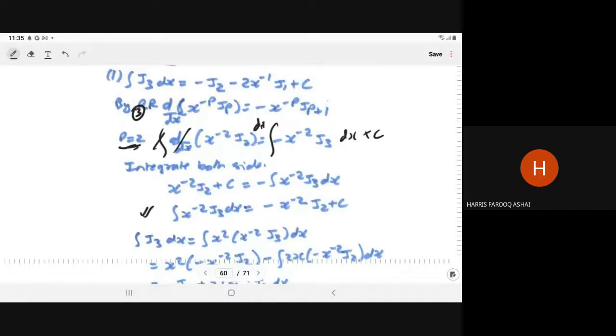Now we have to determine the integral of J_3. In the integral of J_3, we multiply and divide by x square. So here we have the first function and the second function. The integral of the first function into the second function dx: first function as it is, times the integral of the second function, and the integral of the second function at this place we have computed as minus x to the power minus 2 J_2.